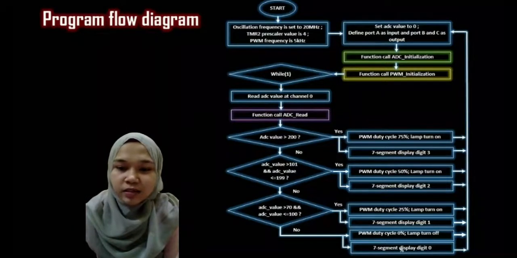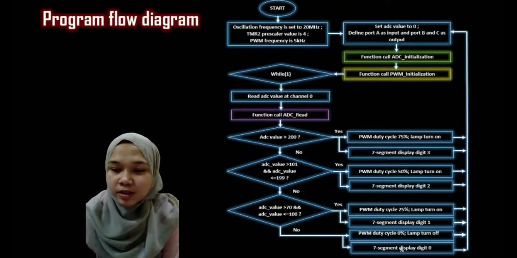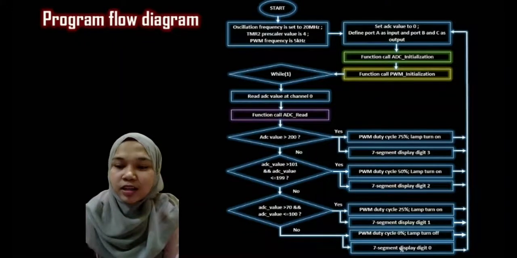And the third condition, if the ADC value is 70 to 100, PWM duty cycle is 25%, and the 7-segment display will show digit 1. If the ADC value is lower than 70, PWM duty cycle is 0%, and the 7-segment display will show digit 0. So the loop continues until the power is off.